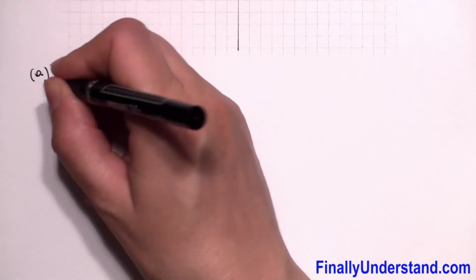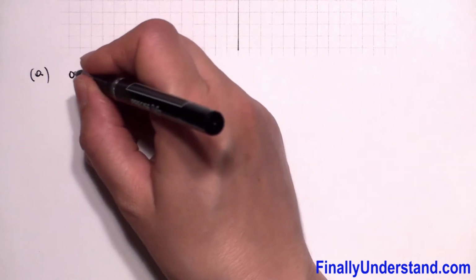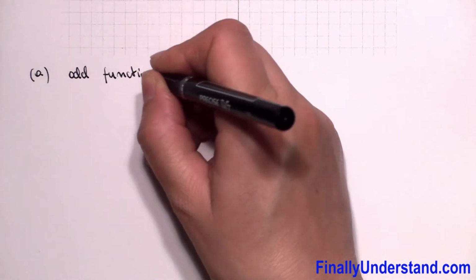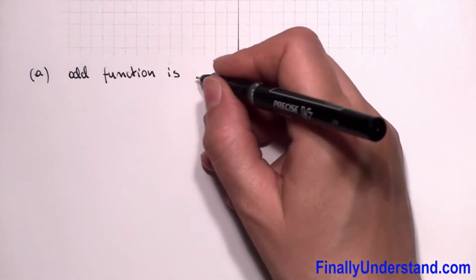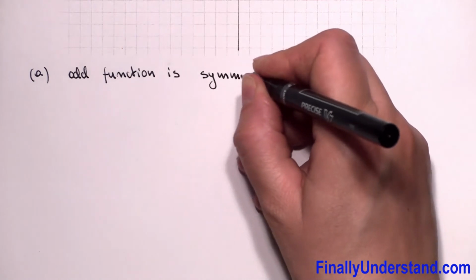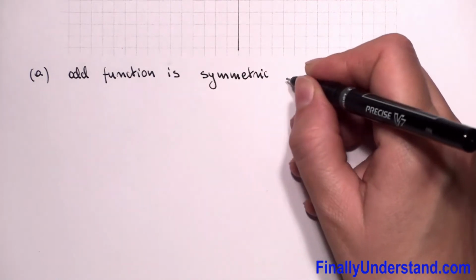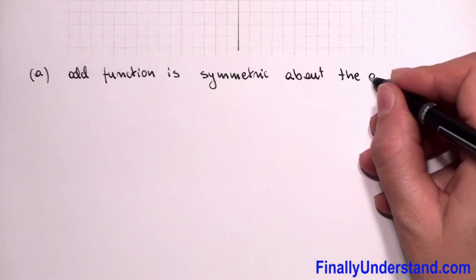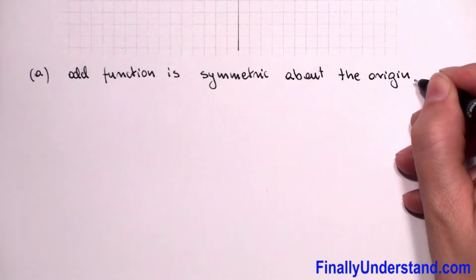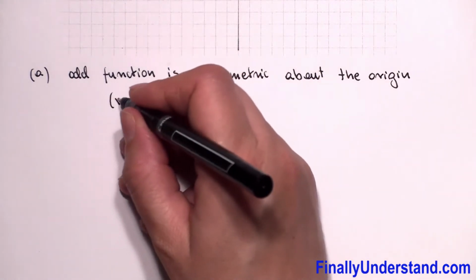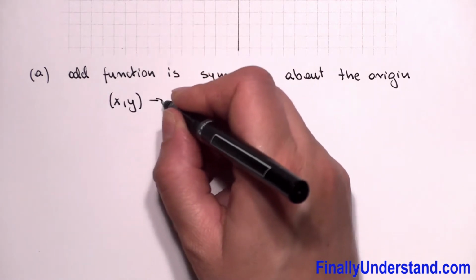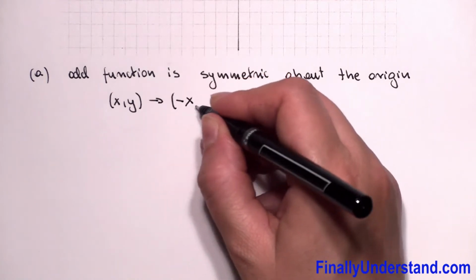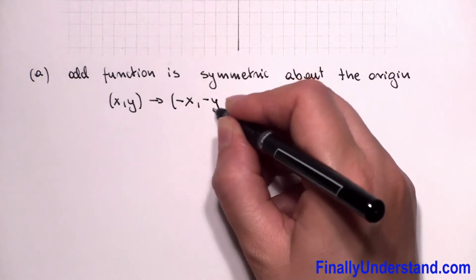First will be a question. Odd function is symmetric about the origin. It means when we have x, y coordinates, they change to opposite. So if x was positive, it will be negative x, and y to negative y.